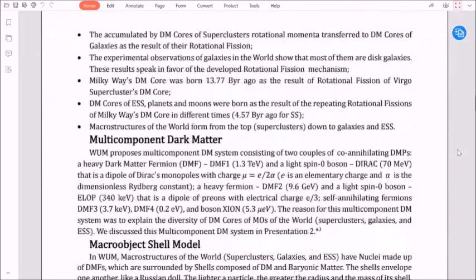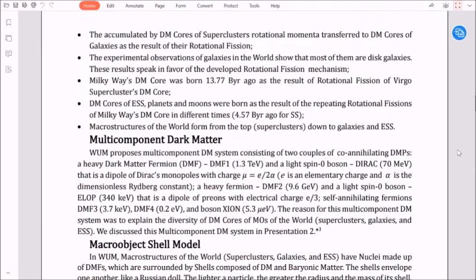The rotational momenta accumulated by dark matter cores of superclusters were transferred to dark matter cores of galaxies as the result of their rotational fission. The experimental observations of galaxies in the world show that most of them are spinning galaxies. These results speak in favor of the developed rotational fission mechanism.